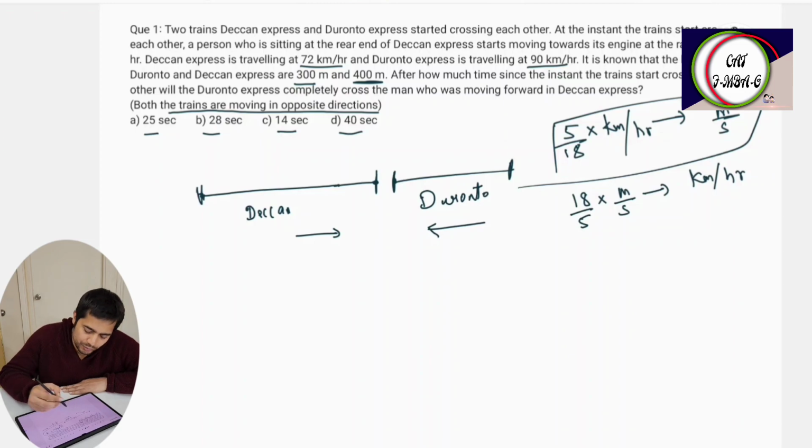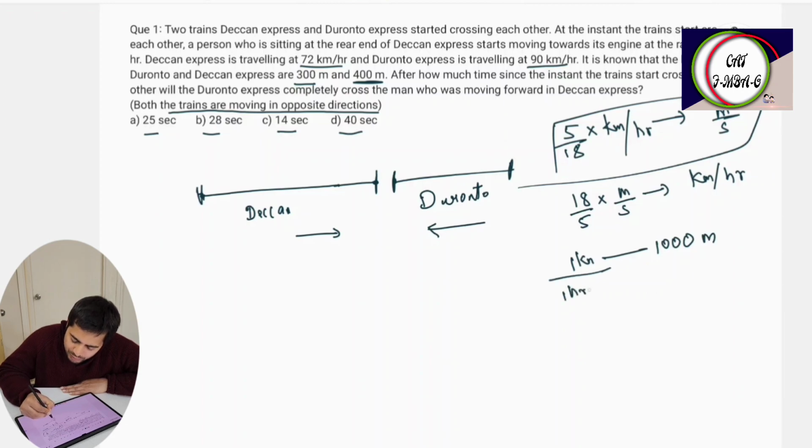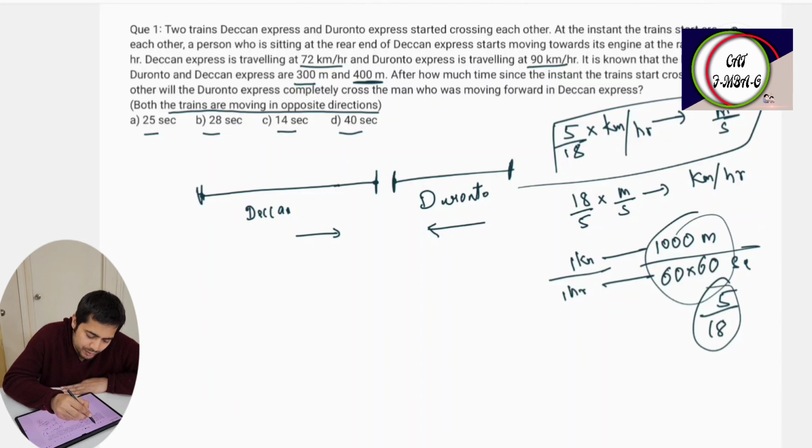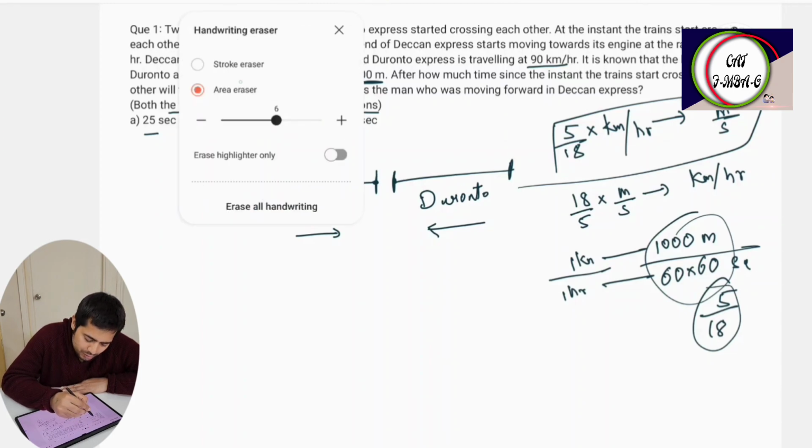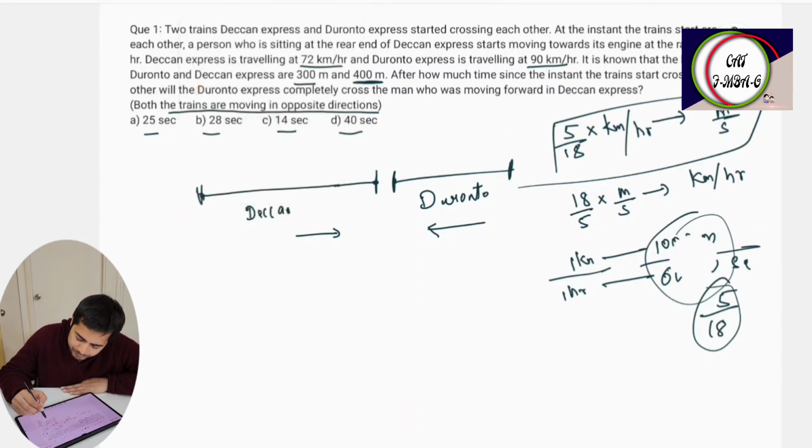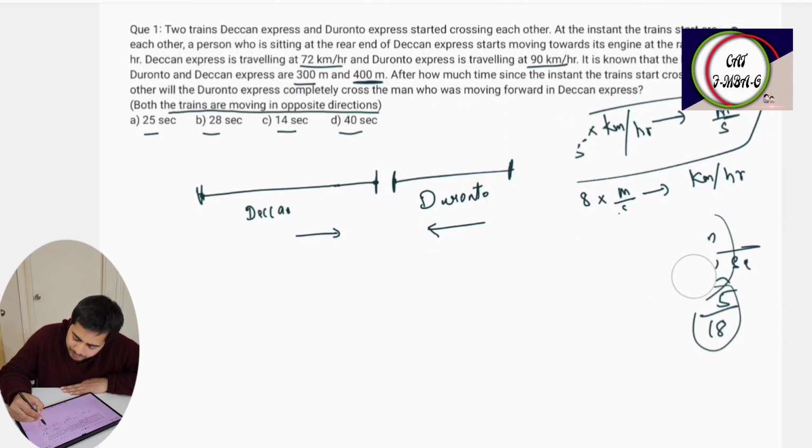Always remember this. How it comes is, in 1 kilometer there are 1000 meters, and in 1 hour there are 60 minutes and 60 seconds. So if you divide, when you solve it, you will get 5 by 18. So 5 by 18 is a very important fraction. Always remember that. Let me clear this area.